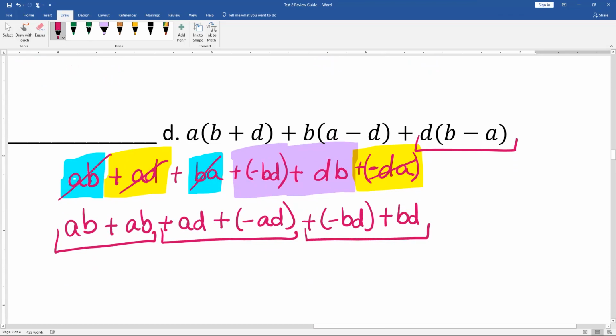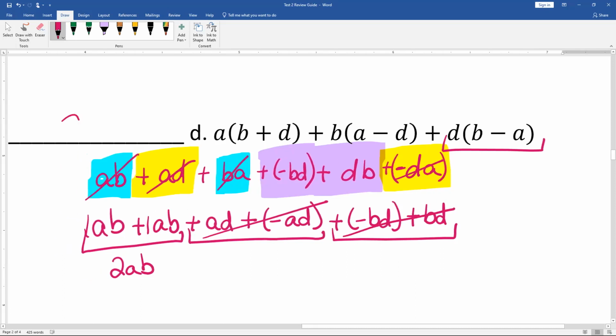So what's AB plus AB? Well, okay. What's anything plus itself? What's 1 plus 1? Okay. So what's your understood coefficient for AB? Right. There we go. So remember, this is just something plus itself. So it means there's two of them. What about AD plus a negative AD? 0. And what about negative BD plus BD? 0. So what's my final answer? 2AB. And that's it.